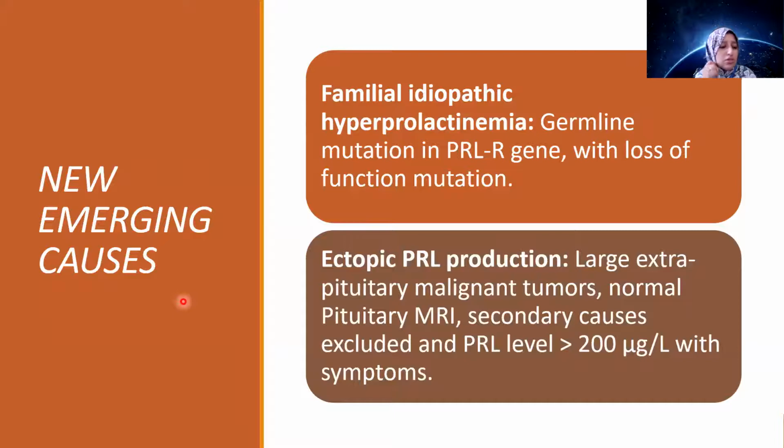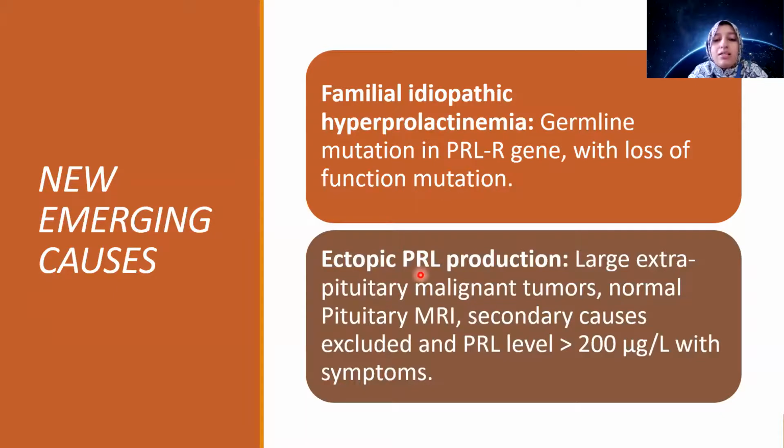Now, there are two emerging causes. One of them is familial idiopathic hyperprolactinemia. This is a germline mutation of the prolactin receptor gene with loss of function mutation. As a result, there is a lot of high prolactin in the blood, and that prolactin is not working on that short feedback loop that I explained to you earlier. The ultra short feedback loop through which prolactin is inhibiting its own release. The receptors on the pituitary are mutated, and as a result, the short feedback loop is not working.